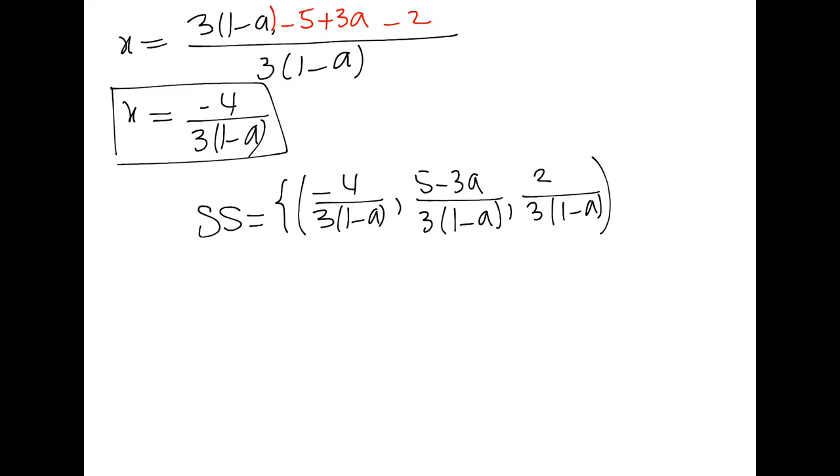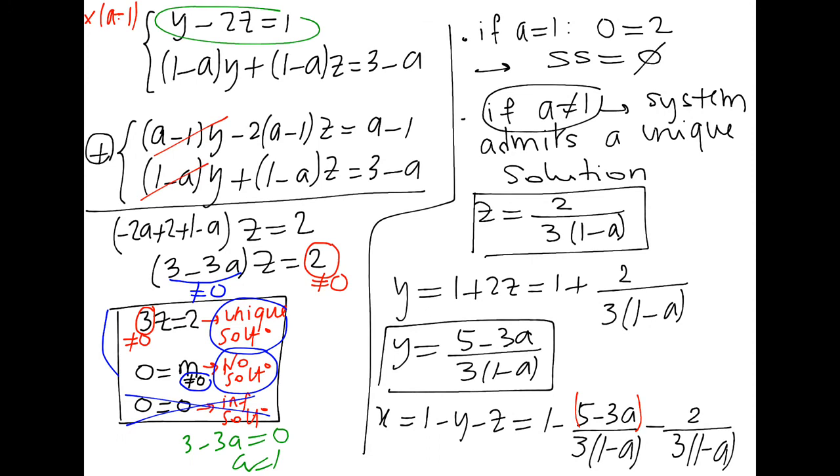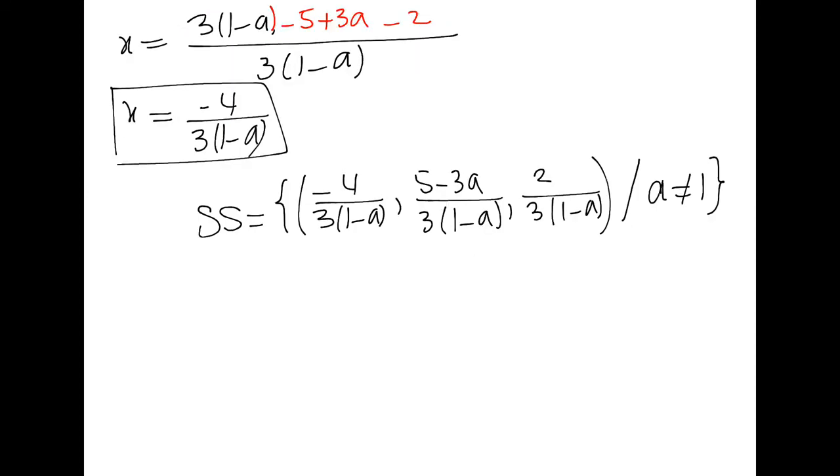Now, this is the triplet x, y, z, but do not forget that this is in the case where a is different than 1, because when a is equal to 1, the solution set is just empty. There would be no solution. So when a is different than 1, the solution set of the system is basically unique, and it would be in this form according to each value of a.